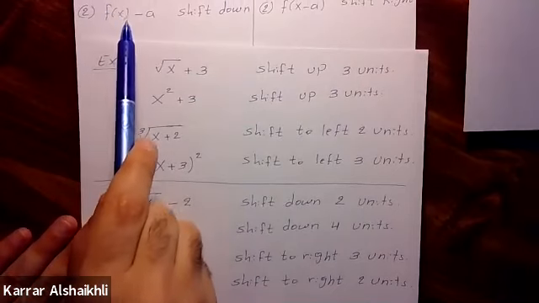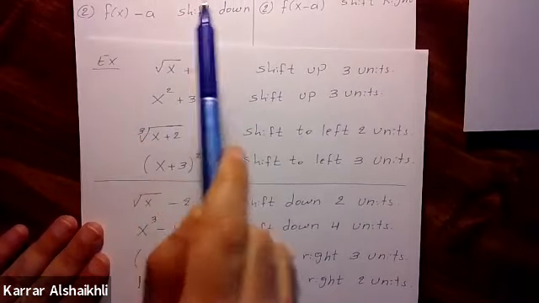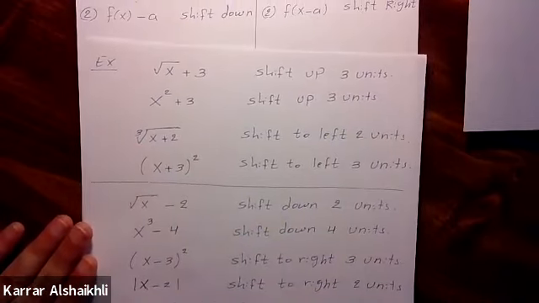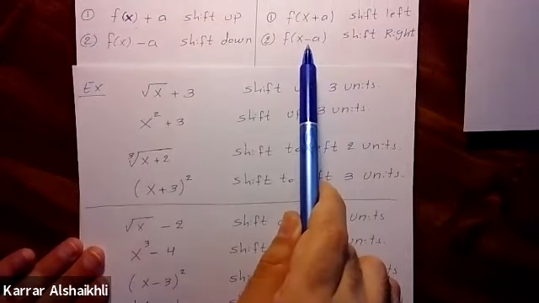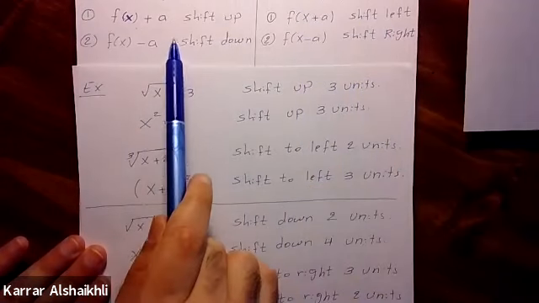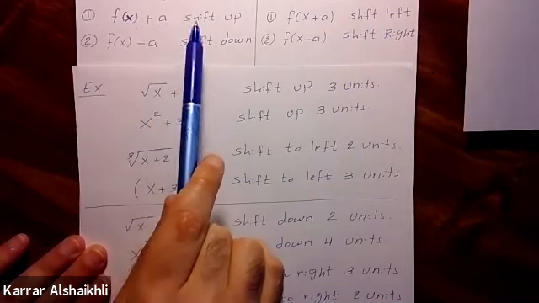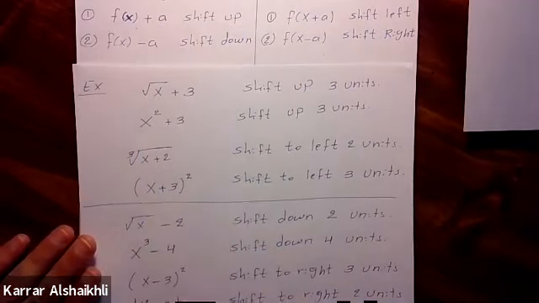When we have a number outside the function, it's going to be a vertical technique, and when we have a number inside the function, it's going to be a horizontal technique. If it's negative, it's going to be to the right. If it's positive, it's going to be to the left. With the vertical technique, if it's plus the number, it is going to be shift up. If it's minus the number, it is going to be shift down.